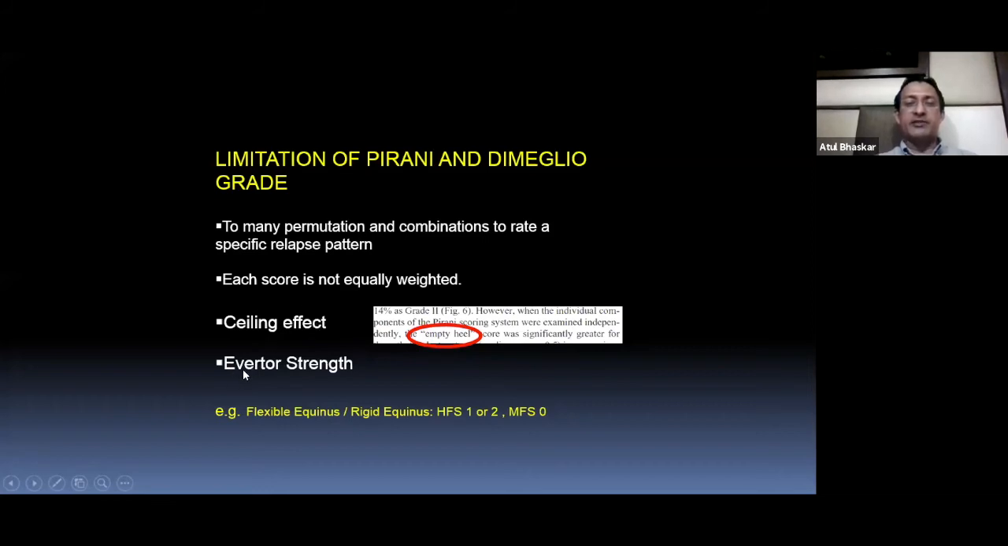And what it cannot assess is the everter strength. This is very important as far as recurrence is concerned. So that is why there is some limitation to the scoring system. In case you're doing very, very well, the examiner can ask you what is the problem with the Pirani score, and these are the problems. It has what is called a ceiling effect, because sometimes you cannot really decipher between a score of 1 to 1.5, 2 or 2 to 2.5.